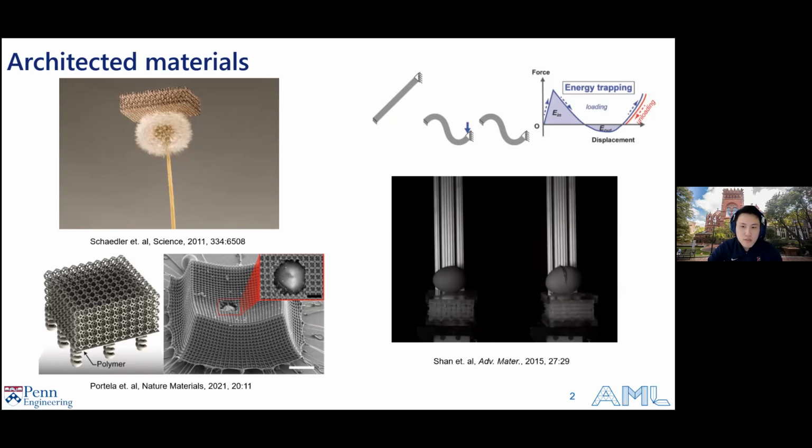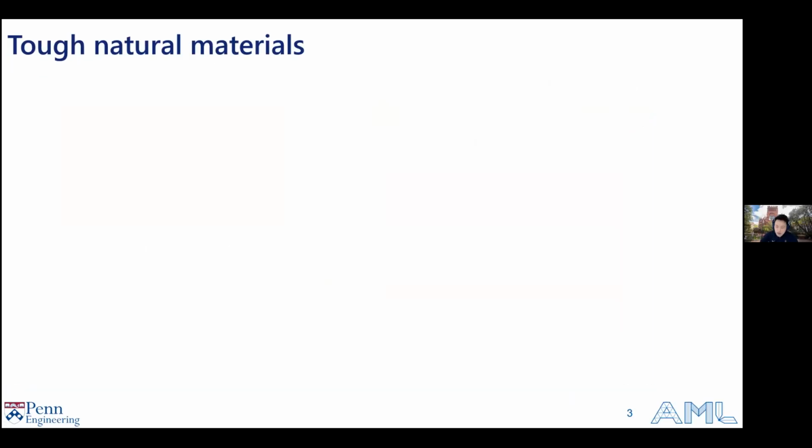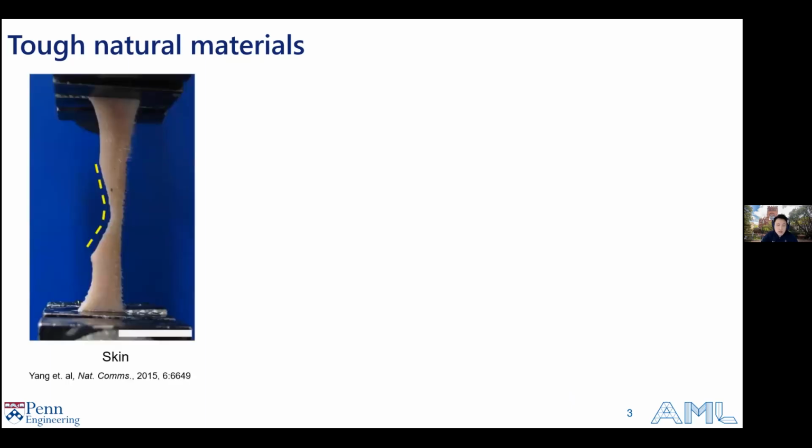Next, I want to move into the area of my interest, which is to look at architecture materials and how to design them for high toughness. A lot of the work that I have been doing takes inspiration from natural materials. So I want to show a few examples. For example, this is a tensile test of pig skin, and you can see that these skin materials are highly resistant to crack propagation.